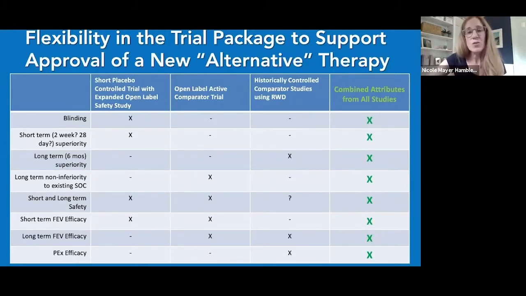So we are going to rely on a piecework of studies to really get to that package, including open label active comparator trials. Regulators like to see blinded studies, but likely we're going to have to rely on open label studies in these scenarios for practicality purposes. And also the role of historically controlled comparator studies using real world data to help boost this as well, moving what typically was used as post-marketing studies more into that regulatory package to meet all of our criteria.